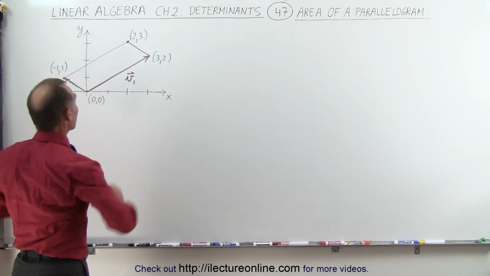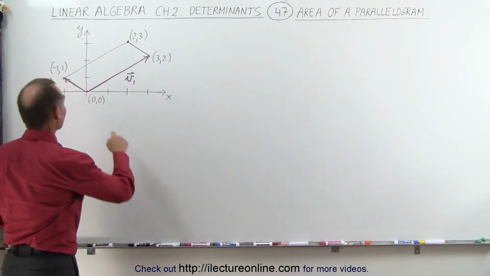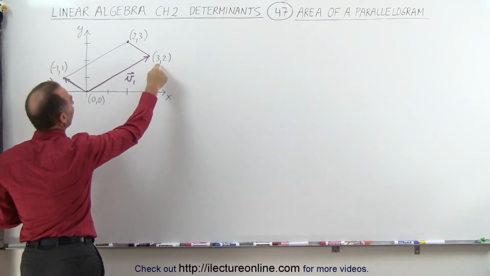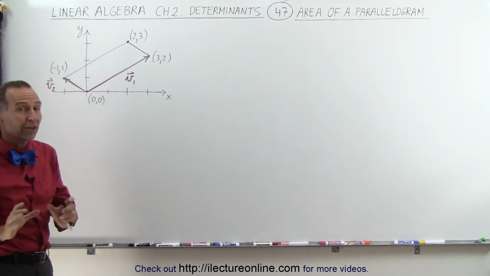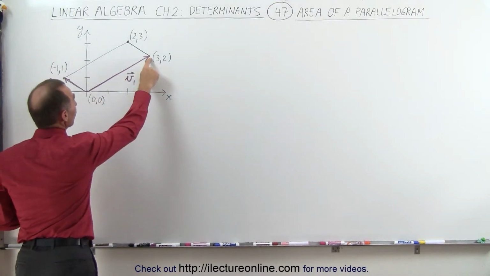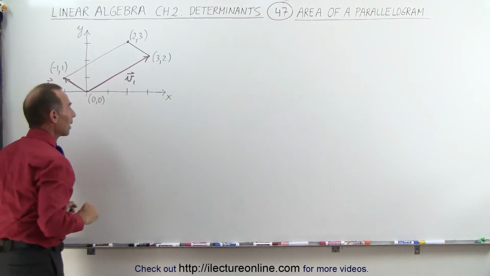Area of a parallelogram using matrices. The parallelogram has 4 corners at (0, 0), (-1, 1), (2, 3), and (3, 2). Notice that I've also drawn 2 vectors, vector 1 from the origin to this one corner, and vector 2 from the origin to this corner right here.